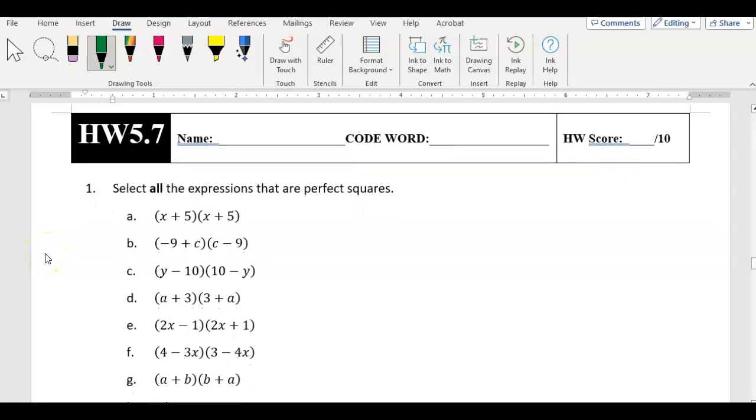This first one asks you to select all the expressions that are perfect squares. In order to be perfect squares, remember I'm multiplying the same exact thing times the same exact thing. So A is a perfect square because this could be written as x plus 5 squared.